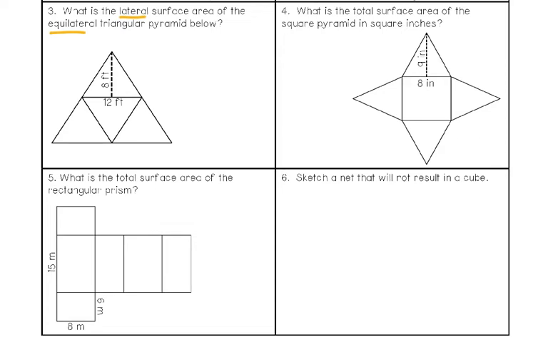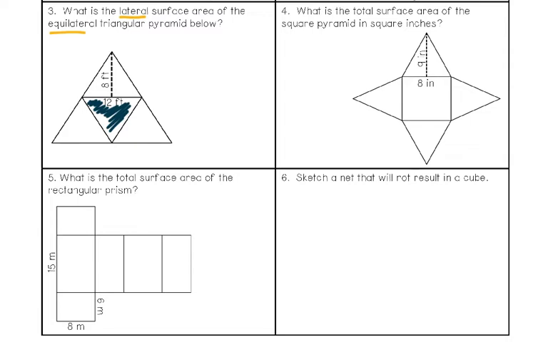Number 3 is asking you to find the lateral surface area of this equilateral triangular pyramid. I know that this is a net of a triangular pyramid. I know that lateral surface area is the area of all the sides of a 3D shape except for the bases. So the base of this triangular pyramid would be one of the triangles. So I can just knock one of these triangles out. I'm not going to take the area of one of those triangles. And since it's equilateral, I know that all those triangles have the same dimensions.